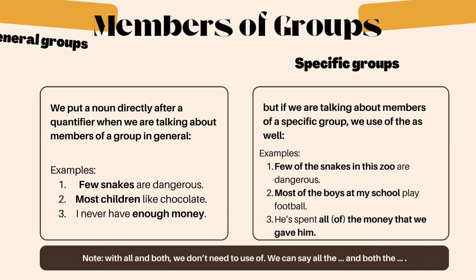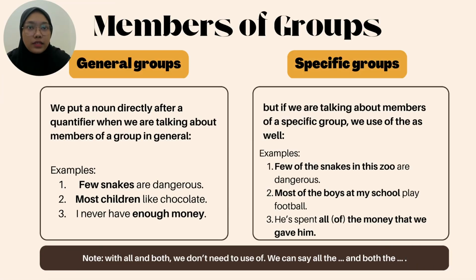Now let's look into members of groups. First one, general groups. We put a noun directly after a quantifier when we are talking about members of a group in general. Example, first, few steaks are dangerous. Second, most children like chocolate. Third, I never have enough money.